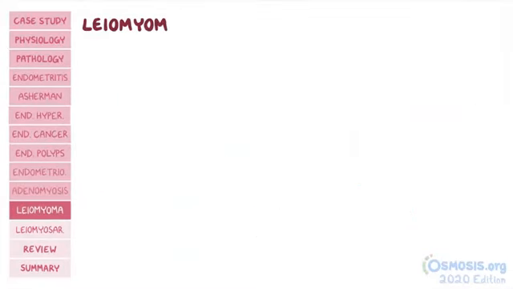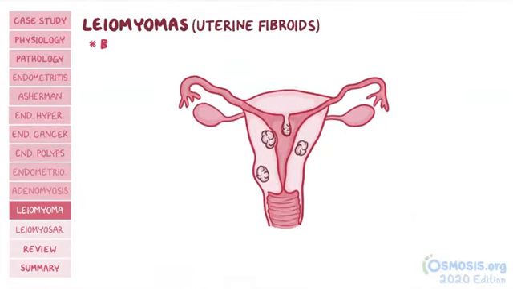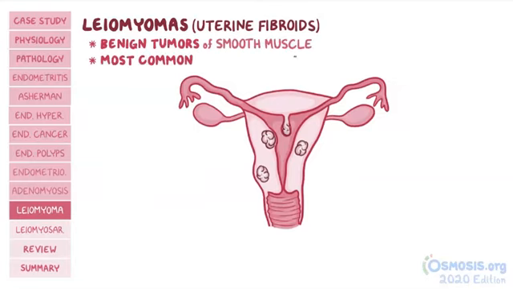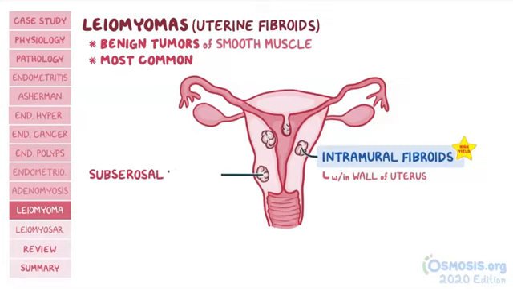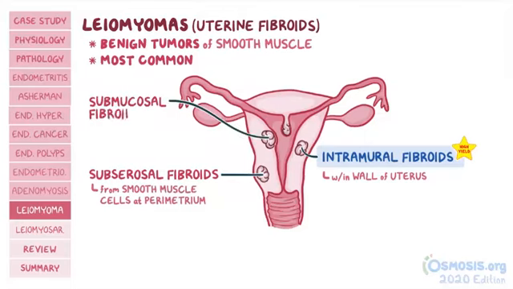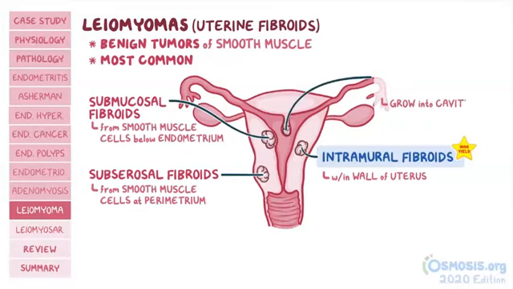Okay, next, leiomyomas, also known as uterine fibroids, are benign tumors of smooth muscle. In fact, they're the most common gynecological tumor. They can be classified based on where they are located in the uterus. For your exams, remember that they are the most common type of intramural fibroids, and they develop within the wall of the uterus. Subserosal fibroids come from smooth muscle cells at the perimetrium. Submucosal fibroids come from smooth muscle cells just below the endometrium, and they can grow into the cavity of the uterus and change the shape of it. When that happens, they're called pedunculated fibroids.